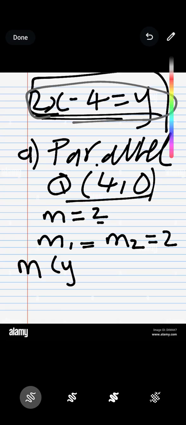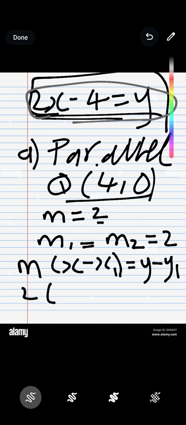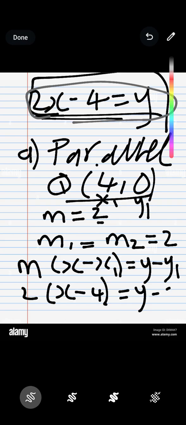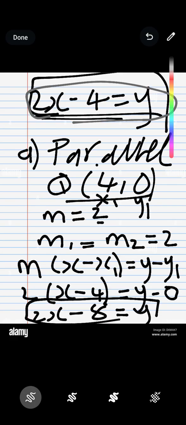So m is equal to (y2 minus y1) over (x2 minus x1), which gives y minus y1 equals m times (x minus x1). Here m is 2, and x1 and y1 we pick from where it's passing. So x1 is 4 and y1 is 0. So y minus 0 equals 2 times (x minus 4), which is 2x minus 8. Y minus 0 is y. So this is the equation of the parallel line: y is equal to 2x minus 8.